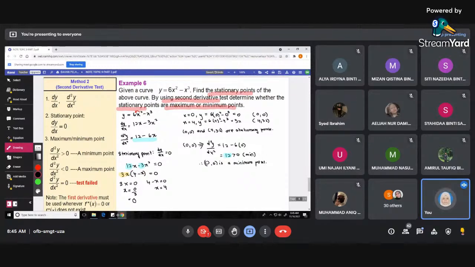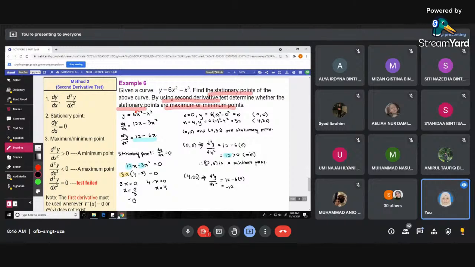Lepas tu point yang kedua tadi apa? 432. So (4, 432). Anak panah. Kita buat apa? d2y/dx square sama dengan nama. Ambil balik yang ni. So 12 minus 6 multiply with 4. Apa jawapan dia? Negatif 12. Oh, jawapan dia dapat negatif 12.